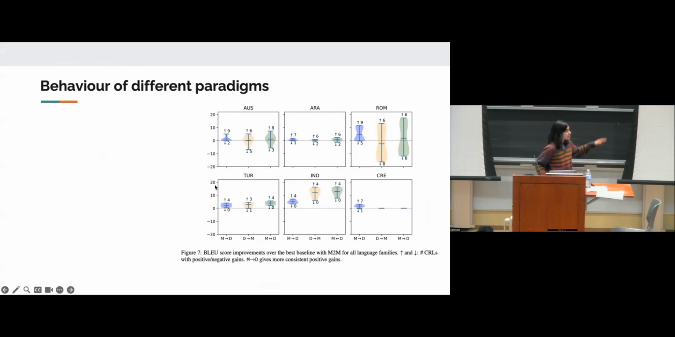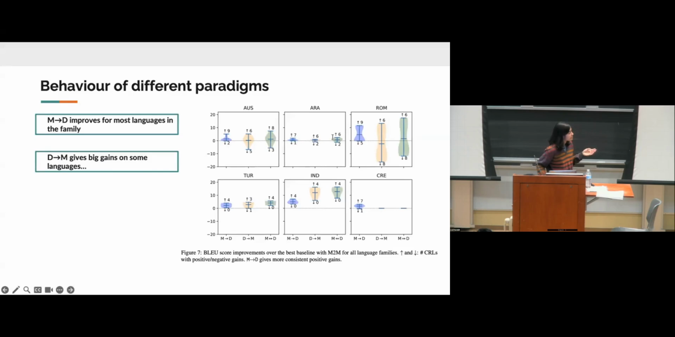And this is the spread of gains by language for each language family for these three paradigms, right? And in general, we see that MTD helps for most languages in the family. So we don't have many languages that actually degrade if you just do MTD. For DTM, that is clearly not the case, right? So we have some languages that really degrade if you do DTM on them. And these are usually high resource languages.